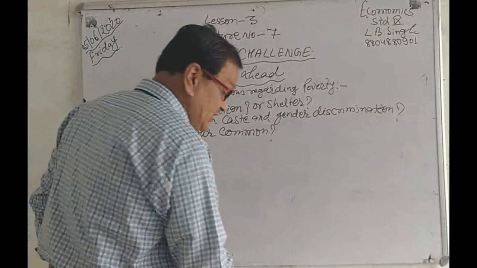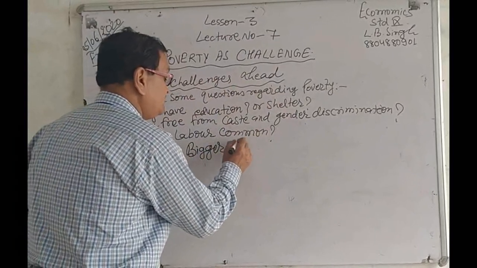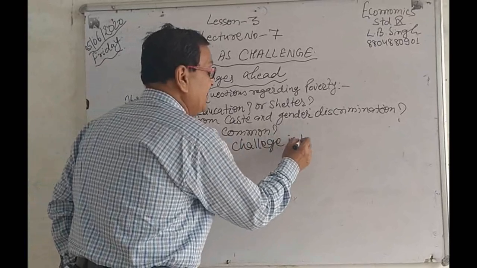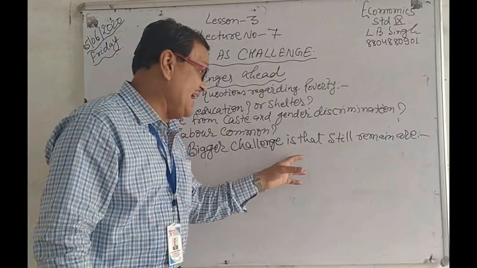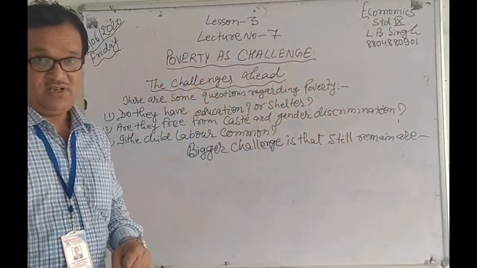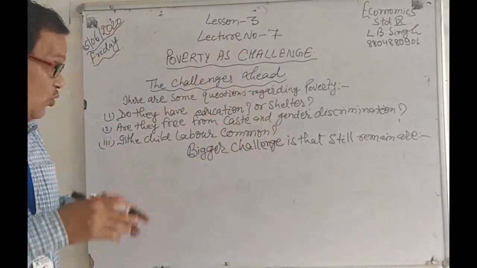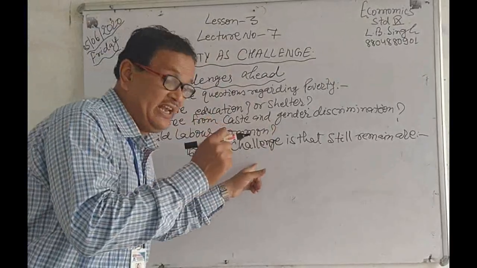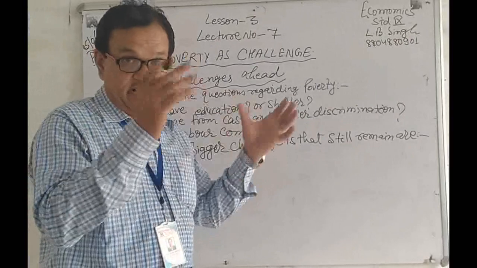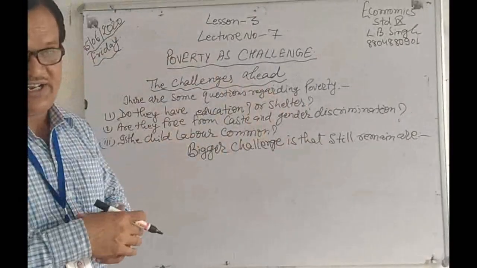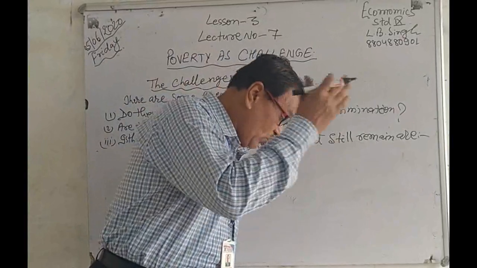The last point we are going to study is the bigger challenges that still remain in the society. If we want to remove poverty from the country, we have to accept the bigger challenges which can eradicate poverty from society. Then our country, our state will be in the list of developing countries. So what are the challenges?